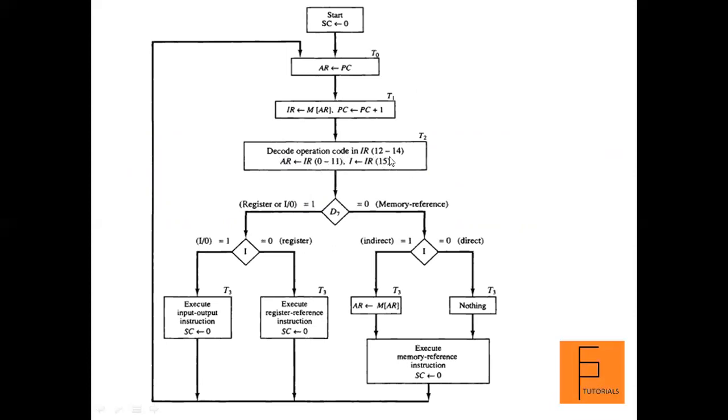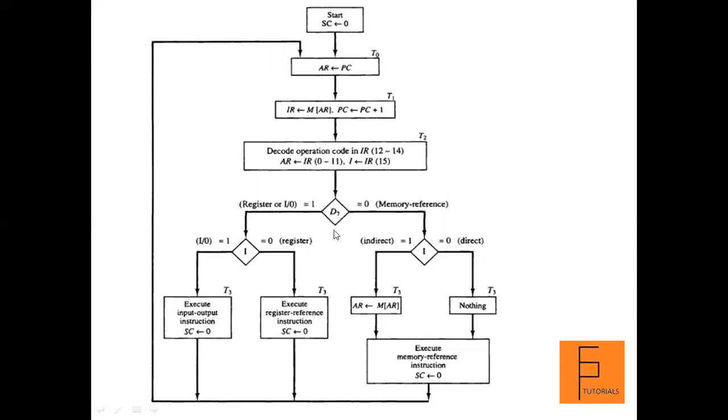The opcode part you decode using a decoder, a 3x8 decoder. Why a 3x8 decoder? Because 3 bits of opcode are used, and you get one of the 8 outputs. If the last output line, that is D7, is activated, then it would mean that it is either a register reference instruction or an input output instruction. See, that is what is shown here.